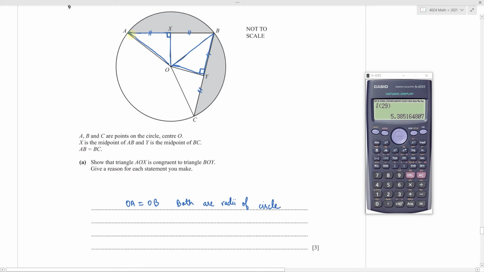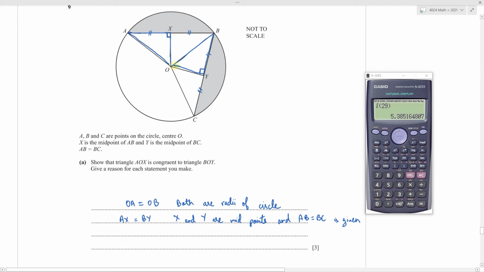Then we can also say AX equals BY, because X and Y are midpoints, and you're given that AB equals BC. So that ensures that this length AX is equal to this length BY.